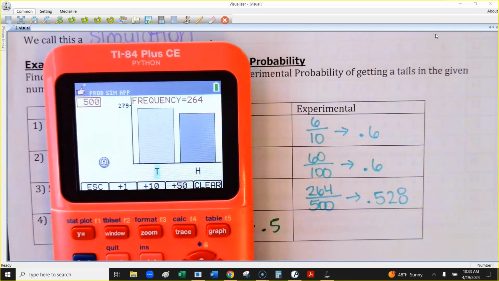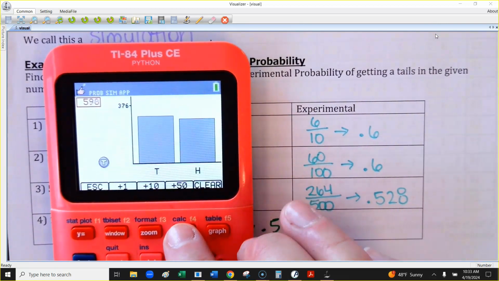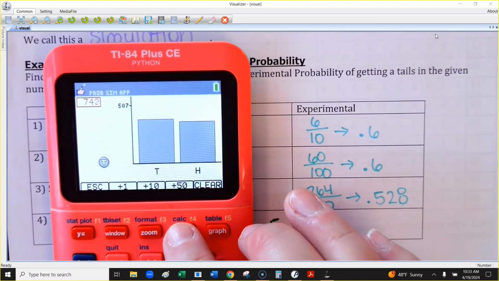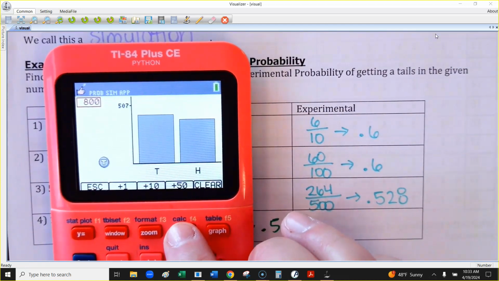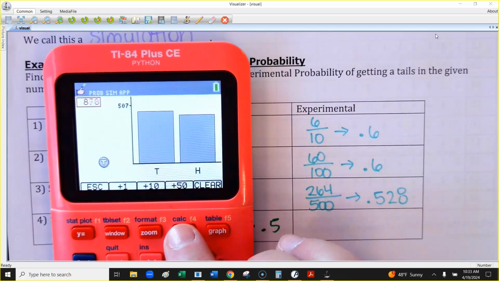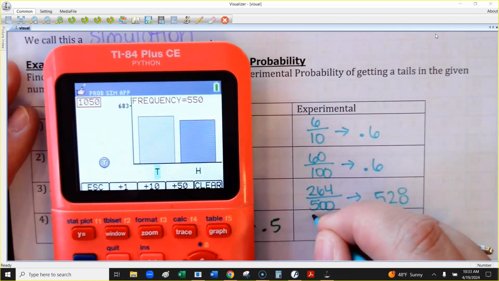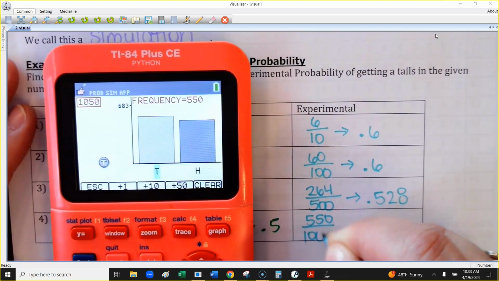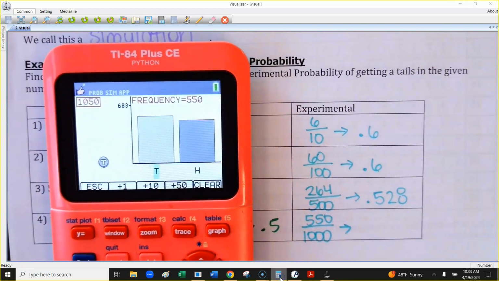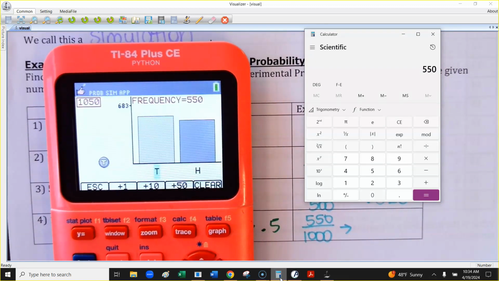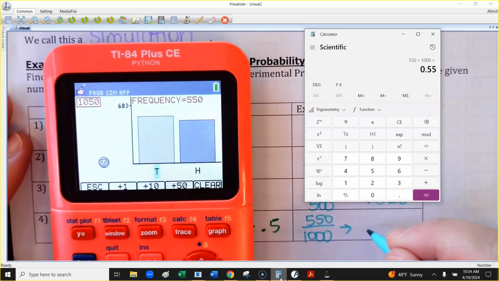Okay, now I'm going to throw 50. I'm going to get this up to 1,000. The bigger the number of trials you do, the closer it should be to the theoretical probability, so the closer it should get to 0.5. Ooh, mine's not going to be that way though. All right, so my tails, I got 550 out of 1,000. Let me see what that is as a decimal here real quick. So now I'm at 0.55.